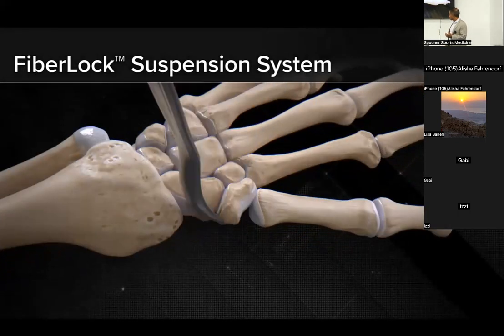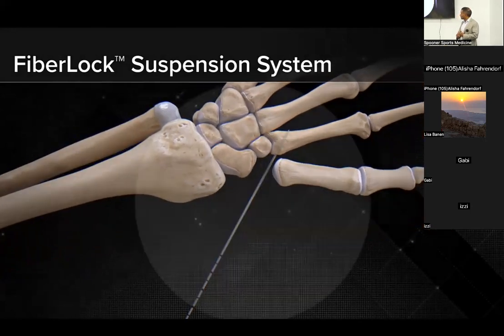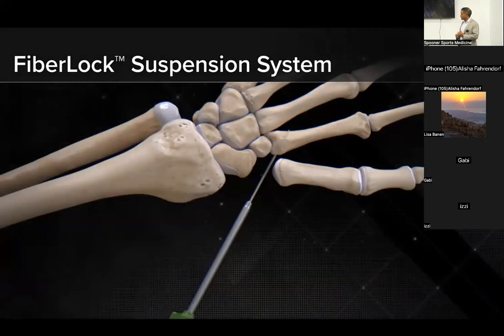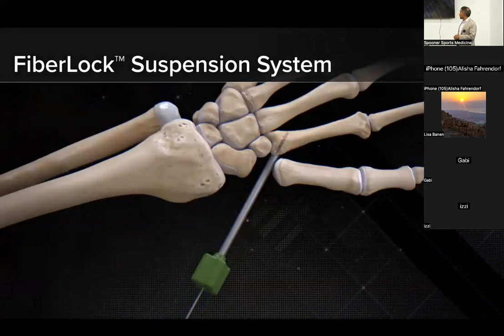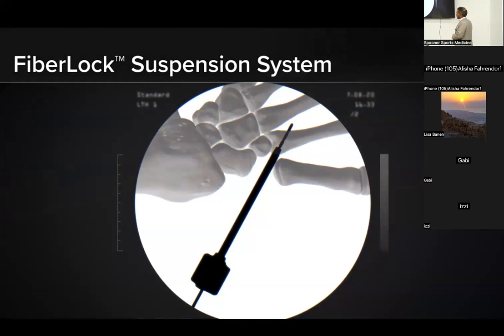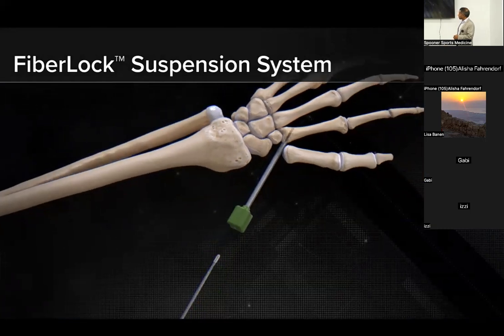So taking the trapezium out, I drill a tunnel into the base of the second metacarpal, but the suture implant here doesn't have a metal button on it. So you don't have that irritation on the top of the hand. It's an all suture knot technique. This is just showing drilling the tunnel. And then you deploy this suture anchor here. That again is an all suture button technique.